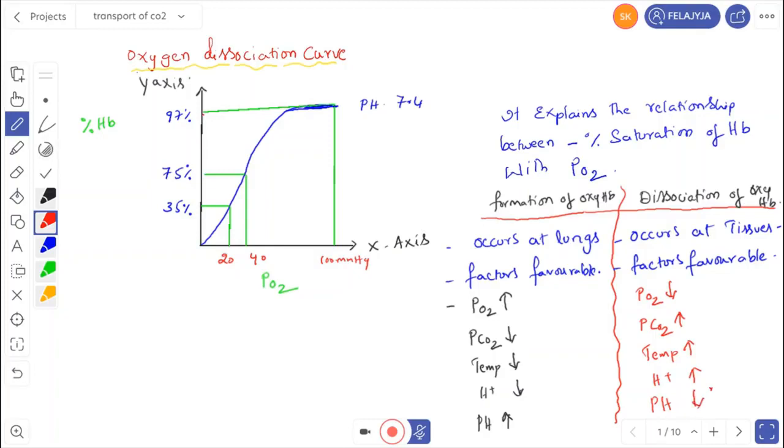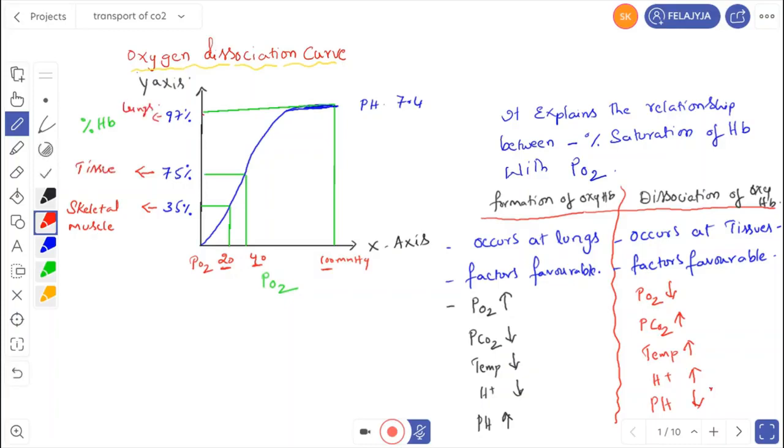If the partial pressure of oxygen is 20 mmHg, 40 mmHg, or 100 mmHg, how much hemoglobin is saturated? Partial pressure of oxygen is 20 mmHg at skeletal muscle which is undergoing vigorous activity. 40 mmHg will be at tissues. And 100 mmHg will be at lungs or alveoli.